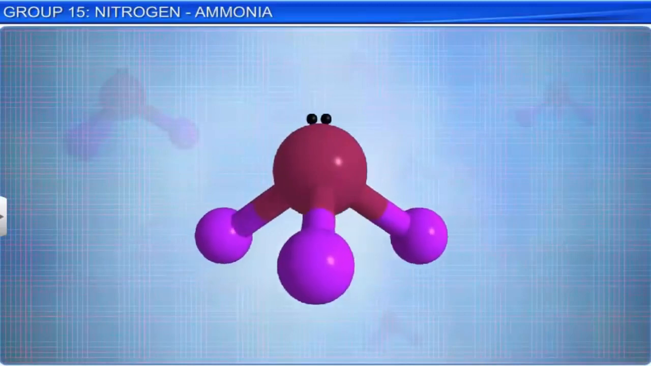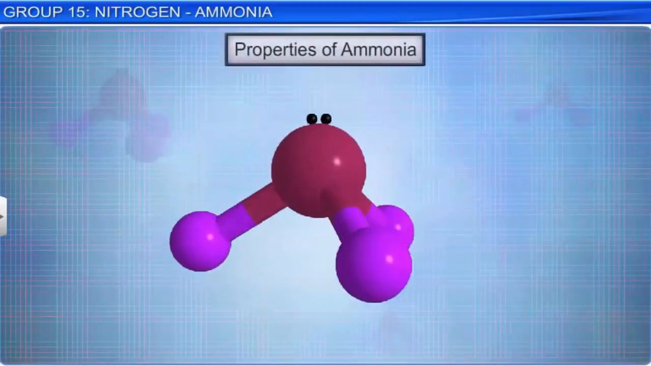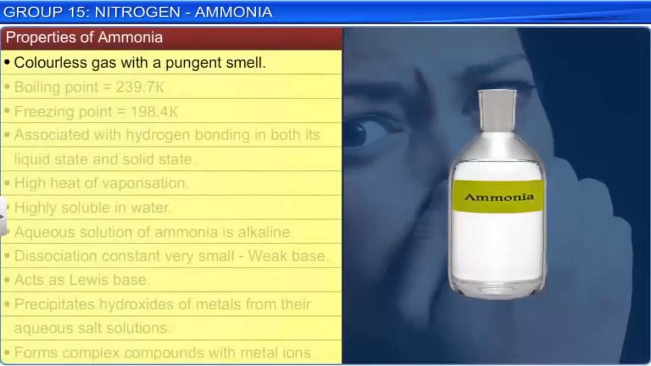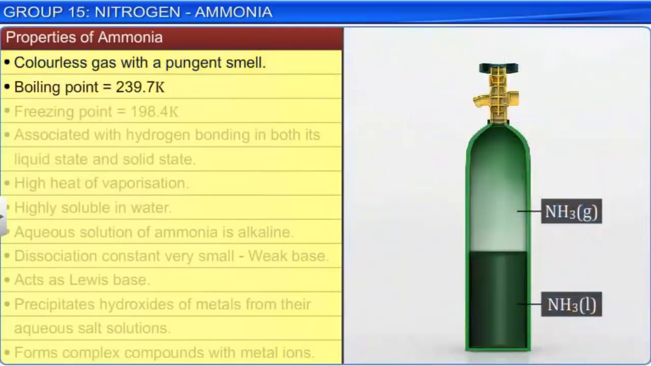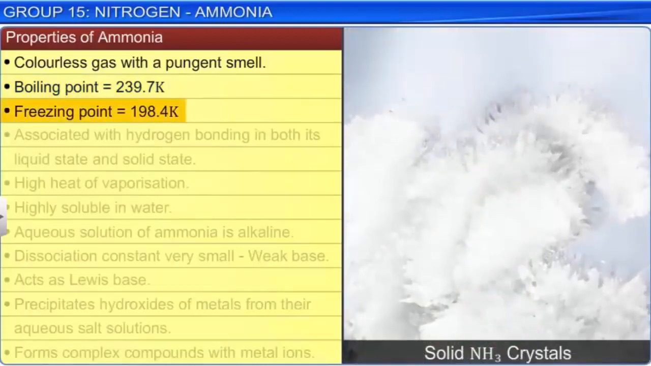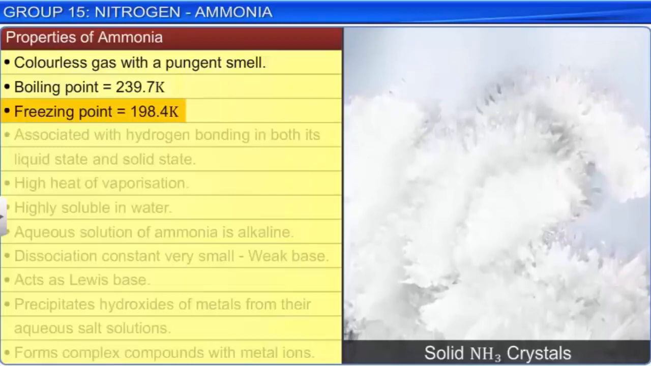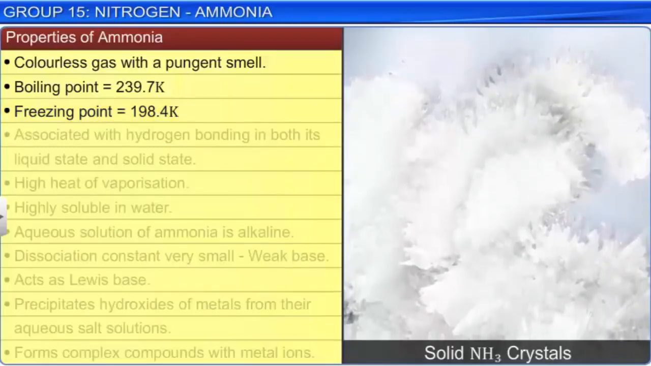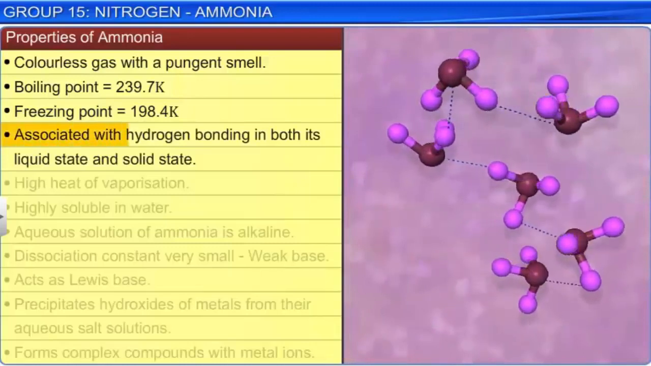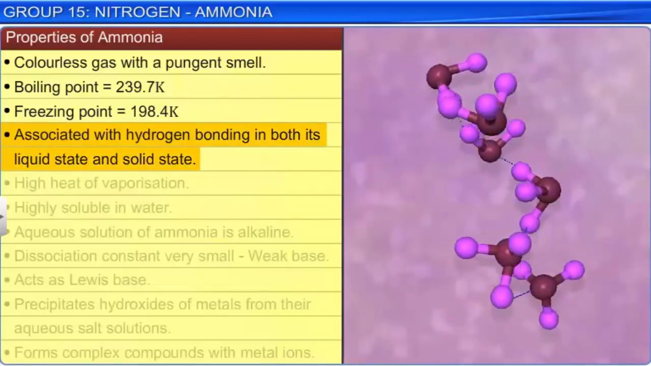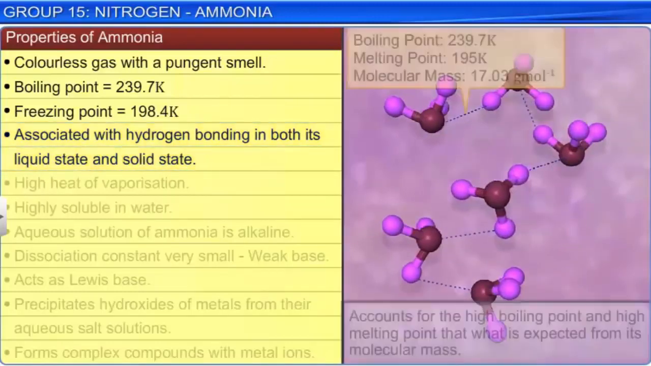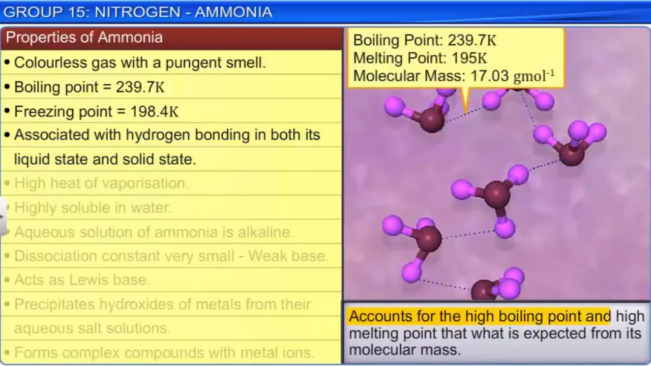Now let us turn to some important properties of ammonia. Ammonia is a colorless gas with a pungent smell. It boils at 239.7 Kelvin and freezes at 198.4 Kelvin. You know that ammonia is associated with hydrogen bonding in both its liquid state and solid state. Hence, this factor accounts for the high boiling point and high melting point, than what is expected from its molecular mass.